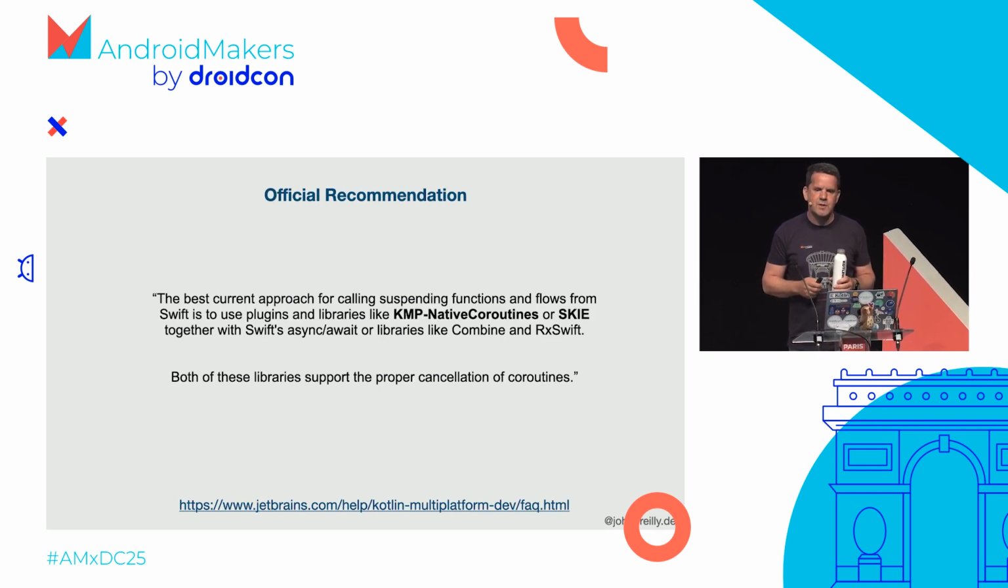Just to mention that the official guidance from JetBrains is also to use these third-party solutions, such as KMP Native Coroutines and Sky. And as mentioned before, both of these libraries support proper cancellation of coroutines. By the way, we're focusing here on interop with the Swift structured concurrency capabilities that were introduced in Swift 5.5, as they map quite nicely to how structured concurrency works in Kotlin. There are other libraries, through which there are ways to support other iOS concurrency frameworks, such as Combine and RxSwift.